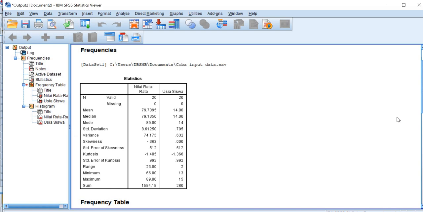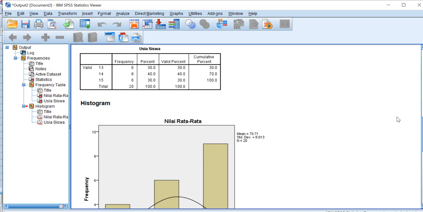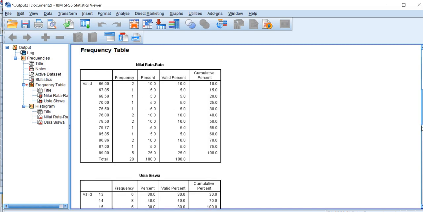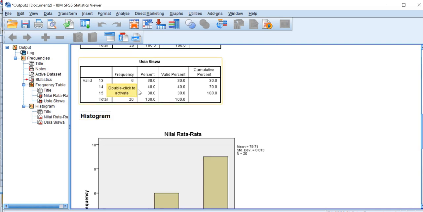Now let's go on to the next output, which is the frequency table. Here we have 2 frequency tables. First is for nilai rata-rata and the second is for usia siswa. We can see the frequency for 13 years old we have 6 students, 14 years old we have 8 students, and 15 years old we have 6 students. The mode is 14 years old.